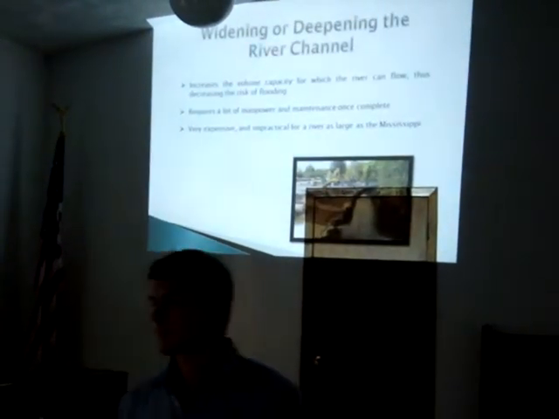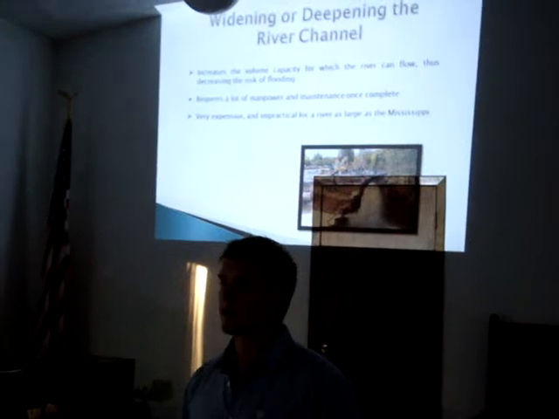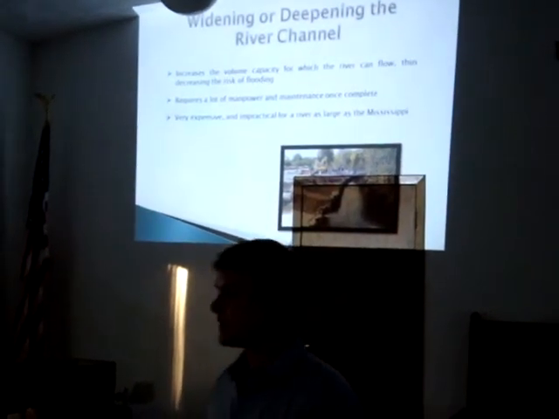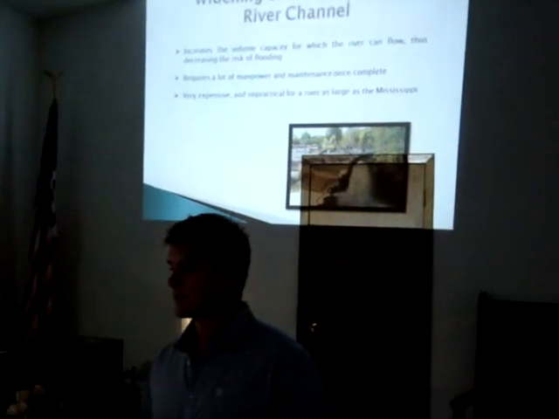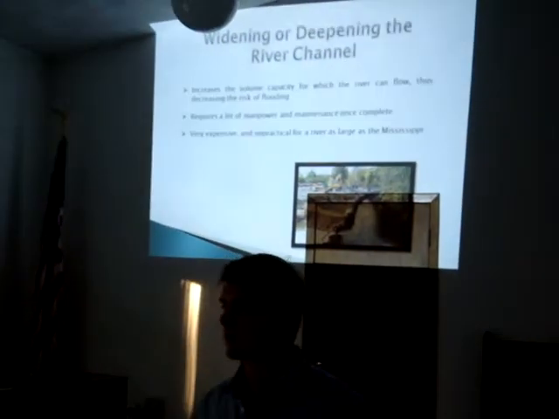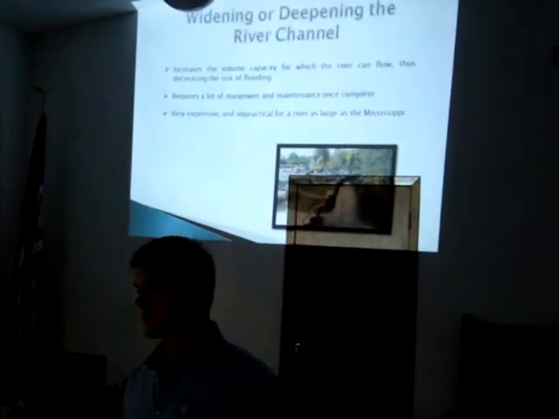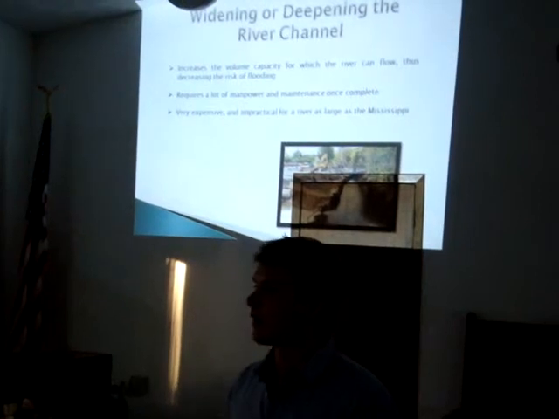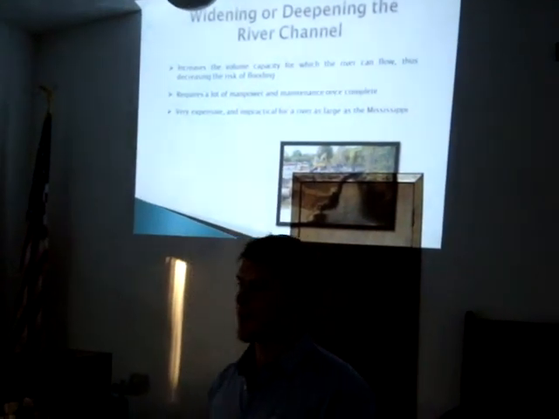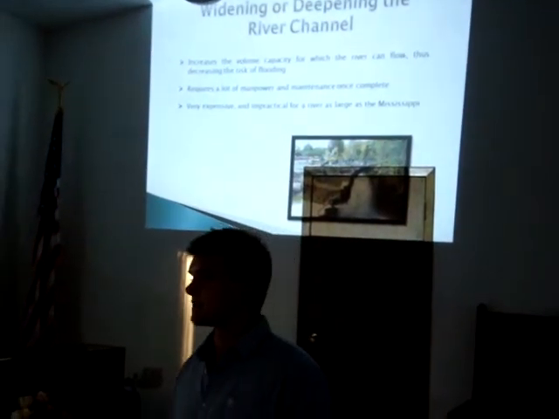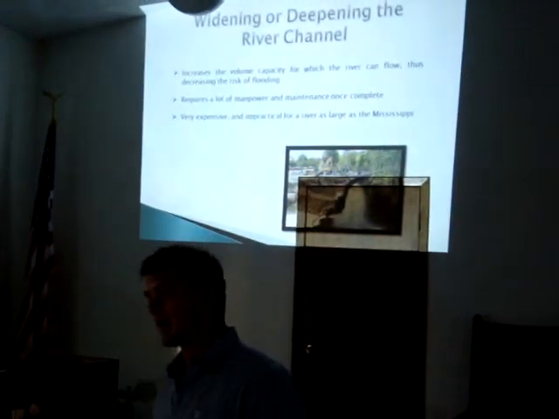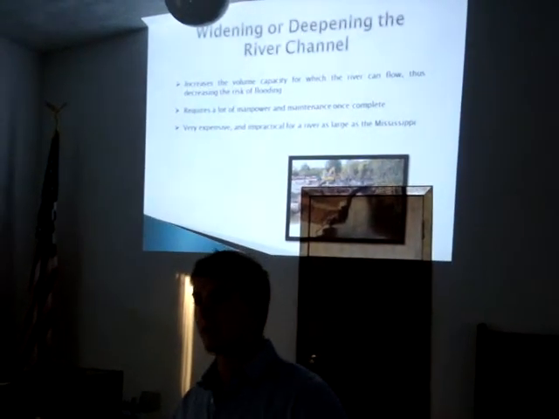So the first tactic is widening or deepening the river channel. You can see in the picture there, they just go in and they dredge out the banks, and it increases the amount of flow the river can handle. Thus, it reduces the risk of flooding because it can handle more water. This type of tactic is more for smaller stuff. Something the size of the Mississippi, it's not feasible. It's way too large of a river. You'd have to have access to the entire length of the river.